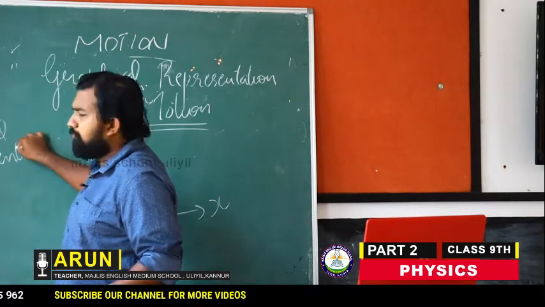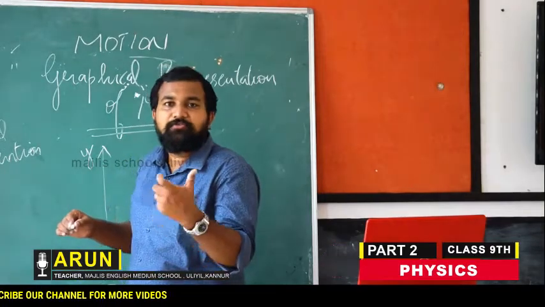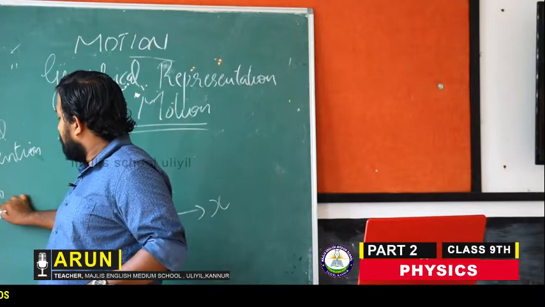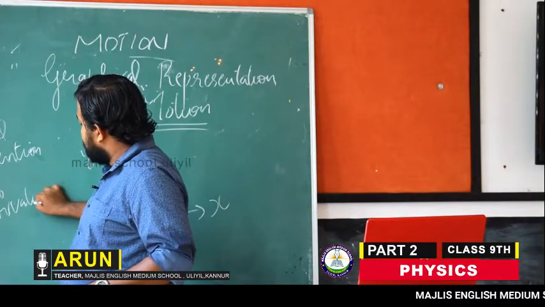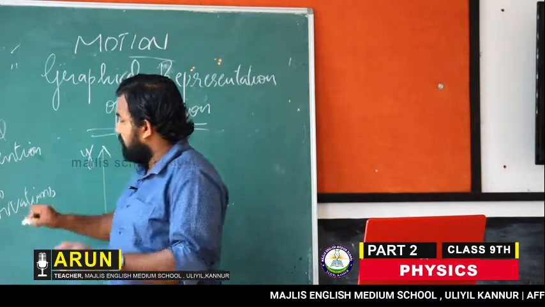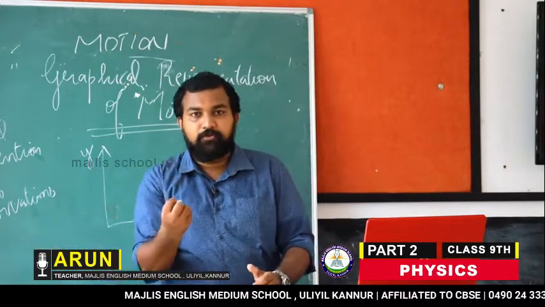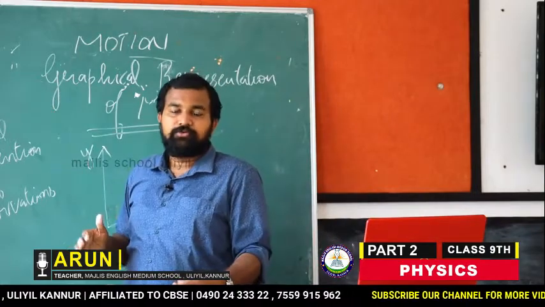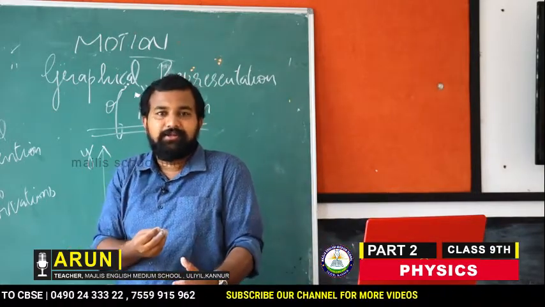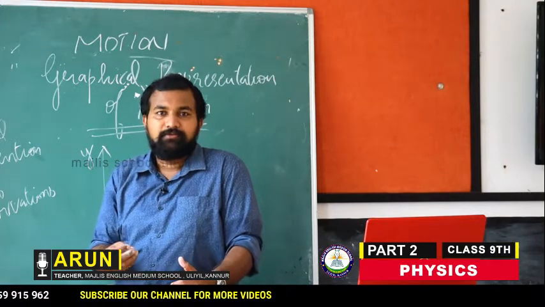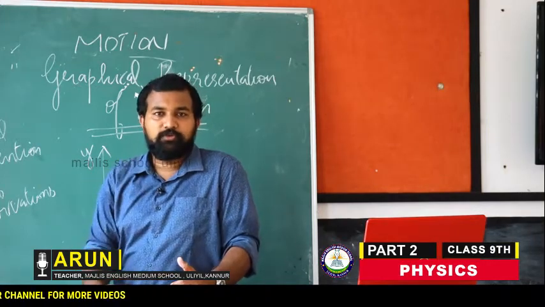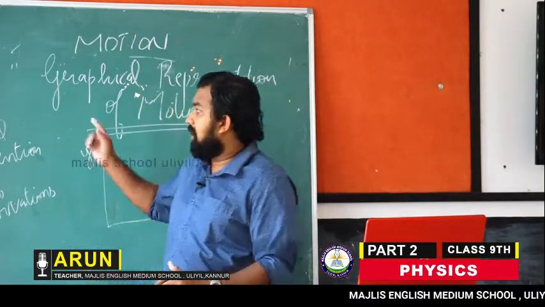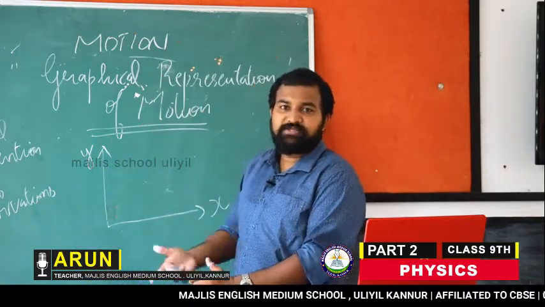Graph is a pictorial representation of what? Of observations. So we will be having some values, we will be observing something. That values we will be inculcating into a graph, so that we will have an easier understanding, an easier comparison between 2 or 3 types of motion or 2 or 3 types of scoring runs, etc. So graph is a pictorial representation of observation.